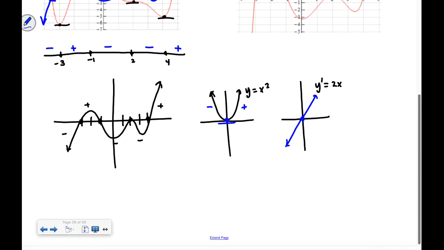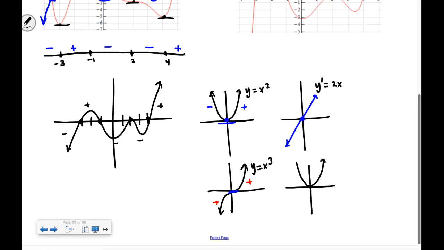It's a straight line. Or if you guys had y equals x cubed, it tapers off to a slope of 0, right? So we have a slope of 0, and then we have a positive slope, and then it's positive again. So it's above the axis again. Does that make sense? Y prime is equal to 3x squared. It's a parabola. Do you guys see it? How it's related?